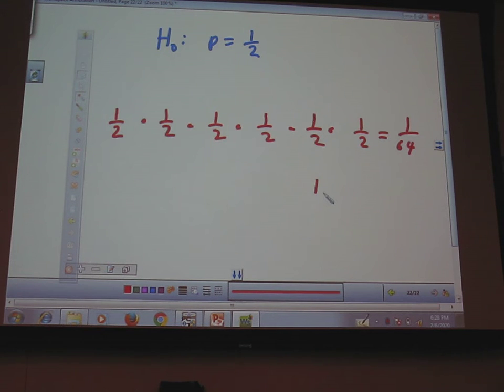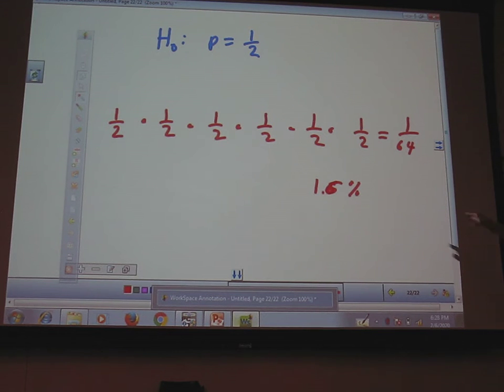1.6%. Okay. What's our guideline for unusual again? 5% or less. Is this unusual? Yeah. So is it more likely that we just got unlucky, that 6 people got really unlucky and picked black cards, or is it more likely that my deck is a fixed deck? Second. Yeah, it feels more likely my deck is fixed than that 6 people got unlucky.